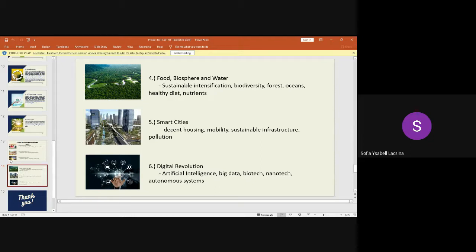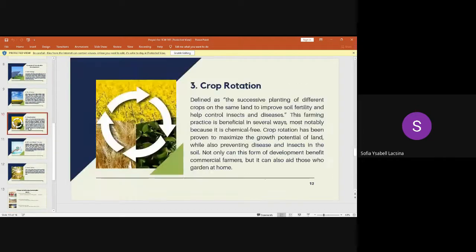Okay po. We're going back to crop rotation po to be discussed by Mark. Nawala po ata si Mark. Nag-join na po siya kanina. Wait lang po. Mark, you may start reporting na.